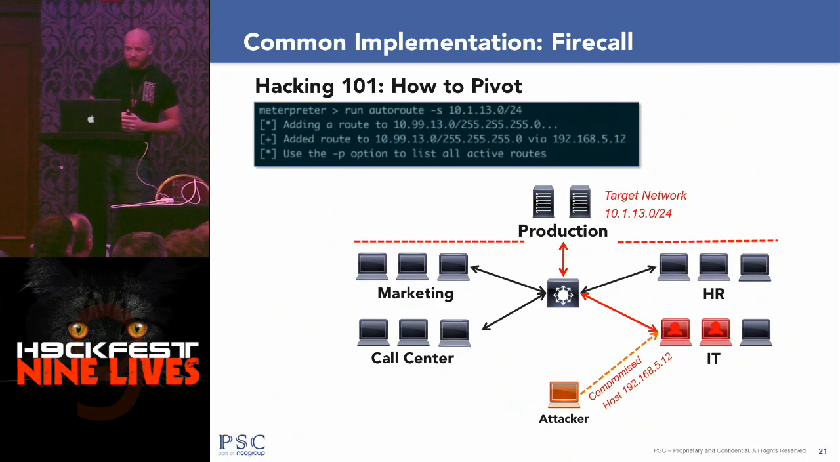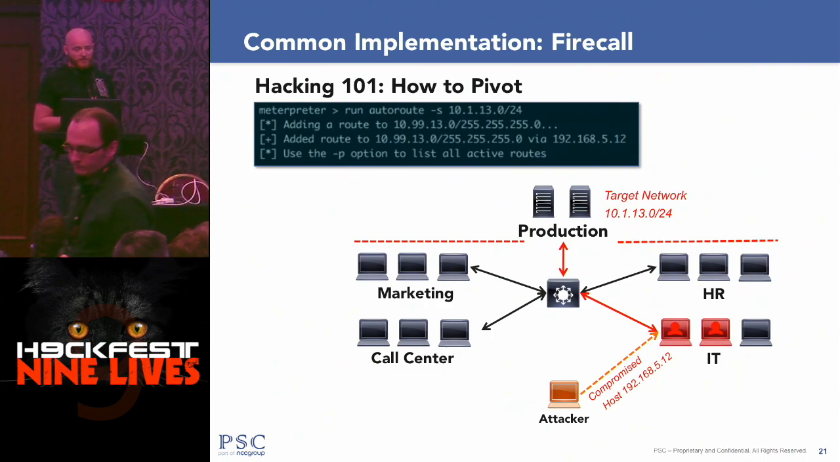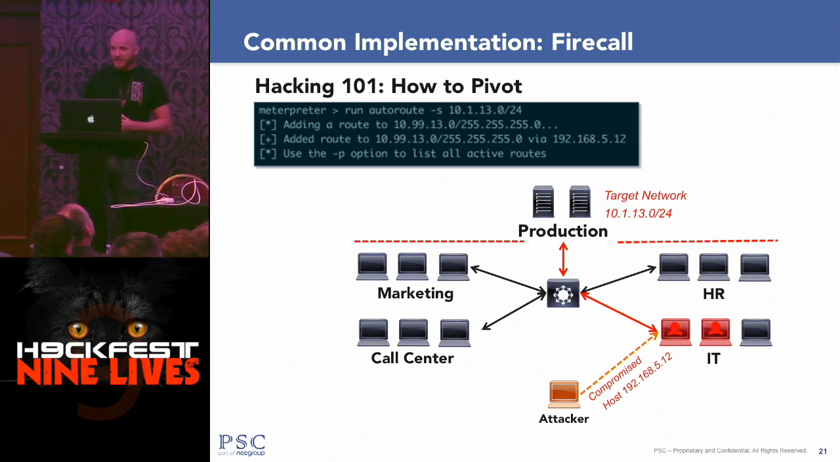Then we just fall back to hacking class 101. We use Meterpreter to forward traffic through a compromised system. And this could be any sort of post-exploitation agent, or maybe on a Windows system, netsh, or there's lots of great possibilities. I just used Meterpreter in this example because it's fairly ubiquitous. So we use Meterpreter to forward traffic through our compromised system to the production network.